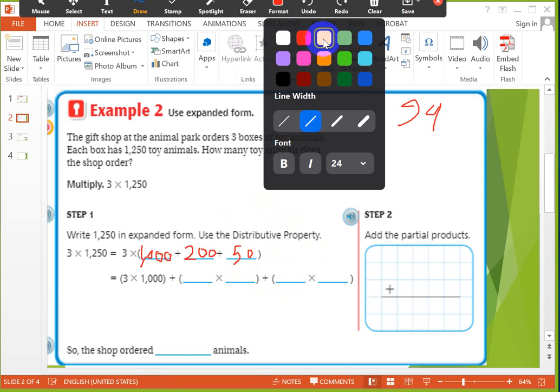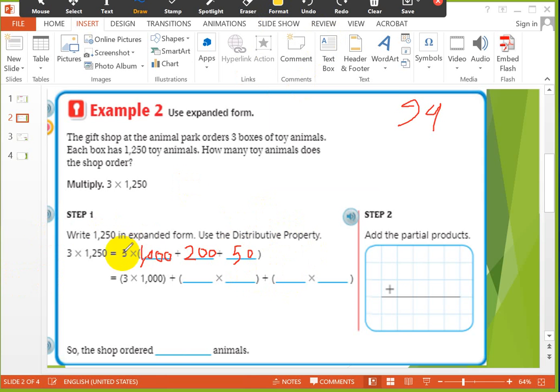Now I will start the multiplication. I will multiply this 3 with each digit right here. So first thing, I will multiply it with 1000. Then I will multiply 3 with 200. Then I will multiply 3 with 50. Okay? And put each number between parentheses. So first thing, I will multiply 3 by 1000 and put it between parentheses like this.